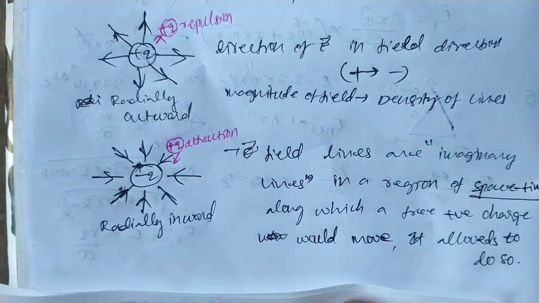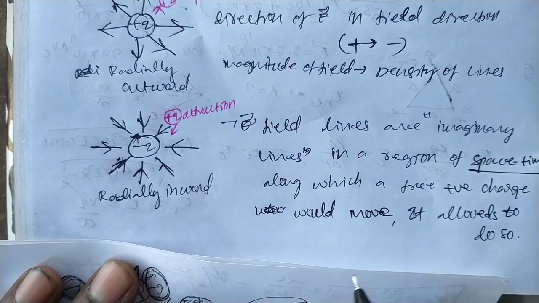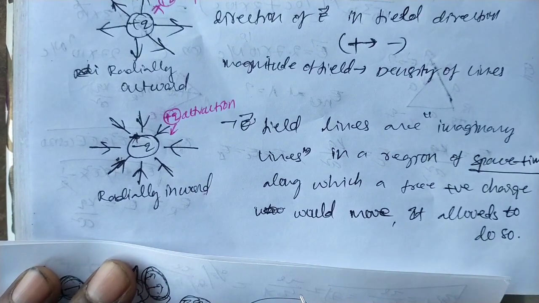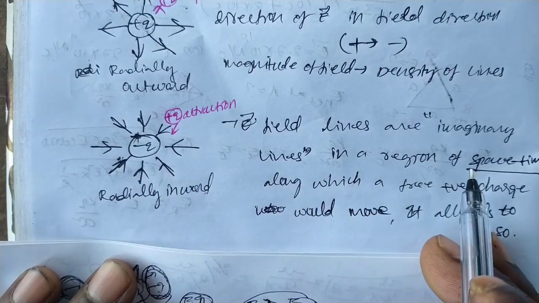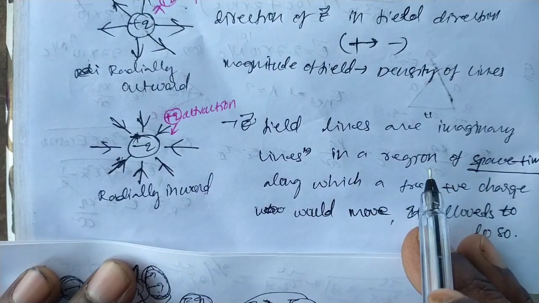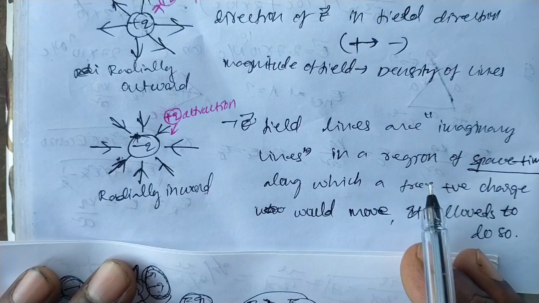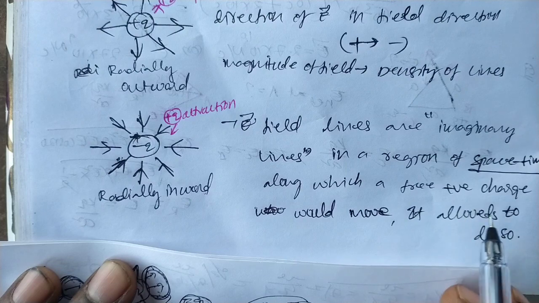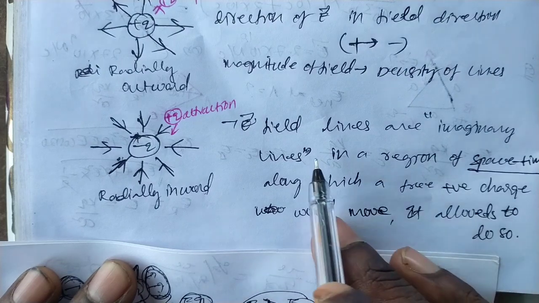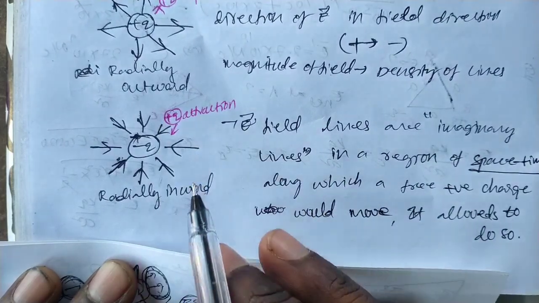Electric field direction is along the force direction. The electric field lines are imaginary lines, the paths in space along which a free charge would move. That means electric field lines are imaginary rays.